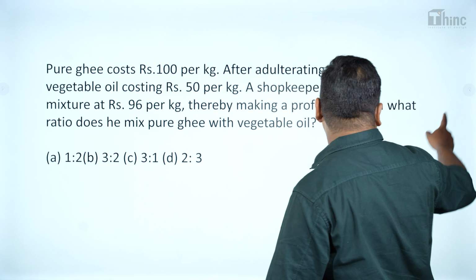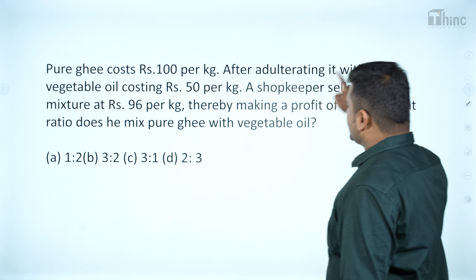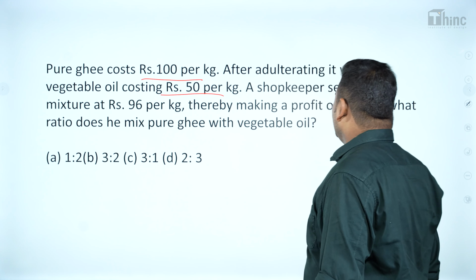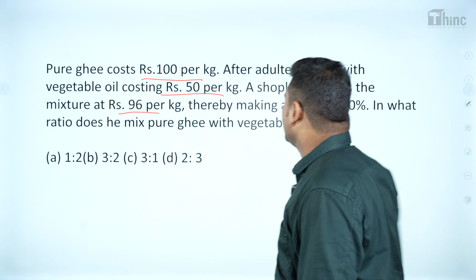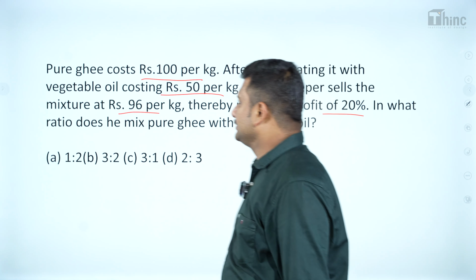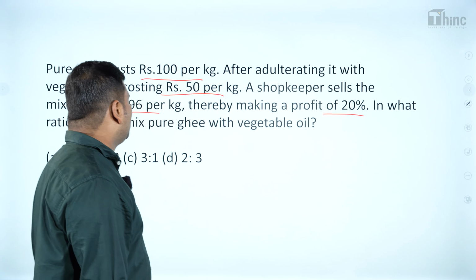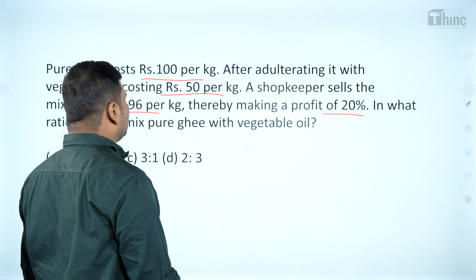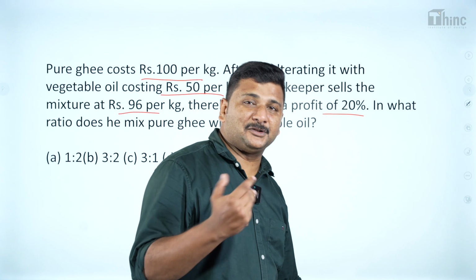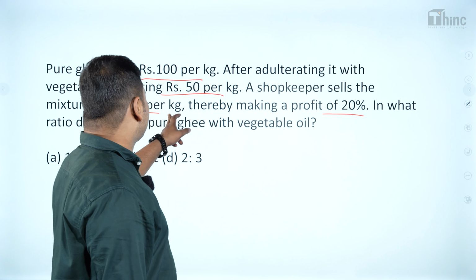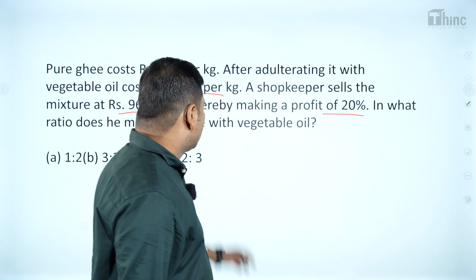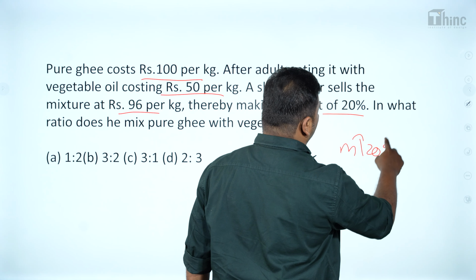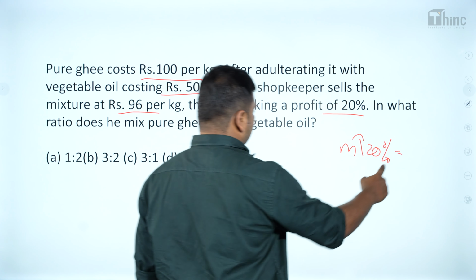So it's clearly given that the pure ghee is costing how much? 100 per kg and he is mixing it with vegetable oil costing 50 per kg and he sells the mixture at 96 per kg, thereby making a profit of 20%. So what is the price of good quality? It's 100. What is the price of cheap quality? It's 50. And what is the mixture price or the mean price? That we have to find out because it's clearly given that he sells the mixture at 96 by gaining 20%. So this is not the actual mixture price. So actual mixture price increased by 20% is nothing but 96, right?